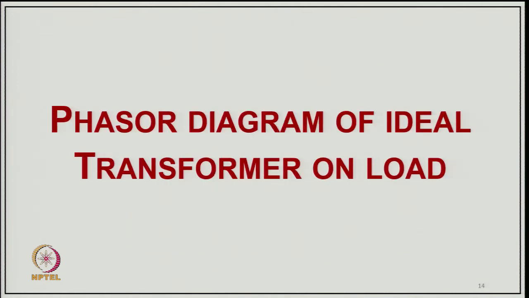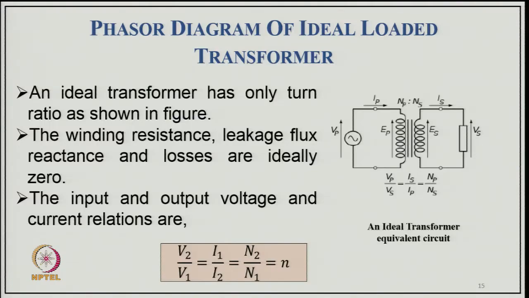Now, coming to phasor diagrams of the ideal transformer on load. This is the circuit of the ideal transformer. We have a primary voltage with primary current, and secondary voltage with secondary current, with turns respectively, as well as the load connected to the secondary. The ideal transformer has only the turns ratio as shown here. The winding resistance, leakage flux, reactances and the losses are ideally 0, and the input and output voltage and current relationship is V2/V1 = I1/I2 = N2/N1, and we normally represent this turns ratio by small n.